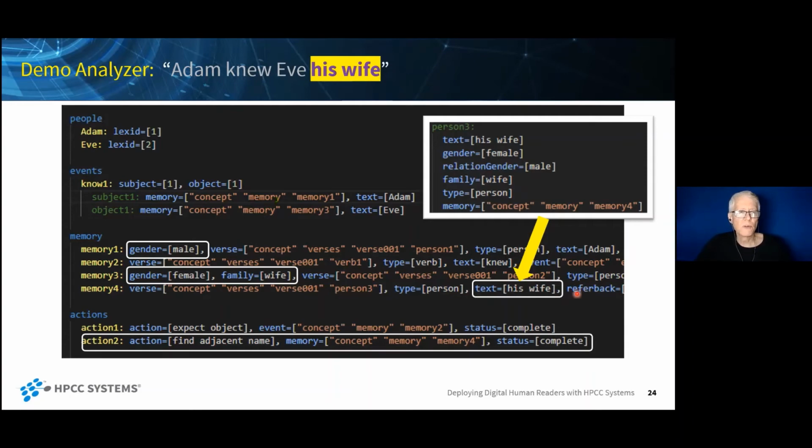We have a refer-back-to. It goes back and says, oh, this wife is going to be Eve. We're looking to find an adjacent name. That is, when we get his wife, we put this action upon it because it's not a name. It says we're going to look around his wife to find a name. Now we could have said Adam, they could have put in the Bible, Adam knew his wife Eve. Exact same sentence, same meaning. And that's one of the things about humans. We can read different forms and get the same information. So this says, go find an adjacent name, Eve. It does find it.